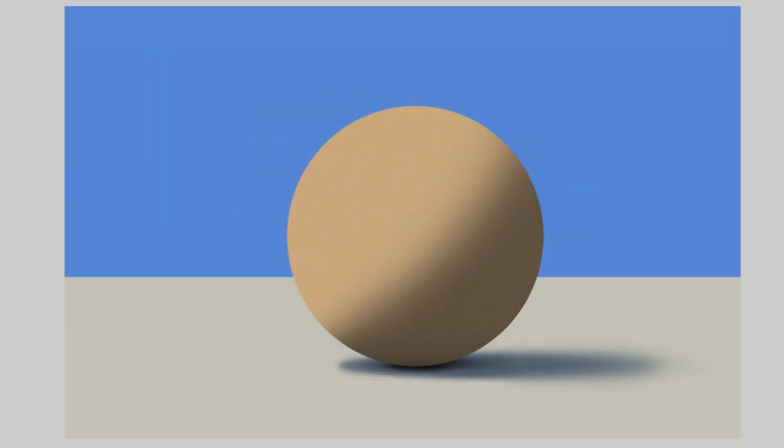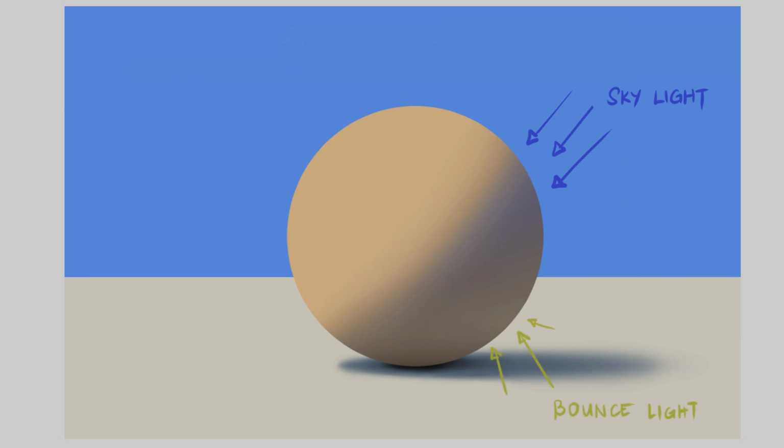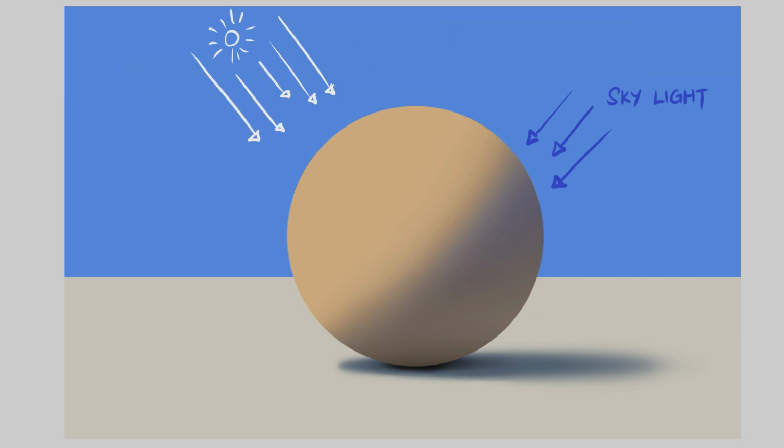Now the other one will be the ambient light, or easier if we call it bounce light, reflected light, or indirect light. It is light caused by the surroundings, such as the sky, or light bouncing off the ground or walls, anything that didn't come directly from the main light.